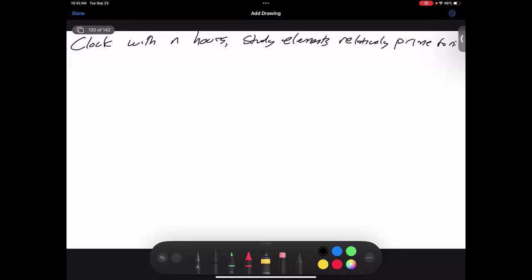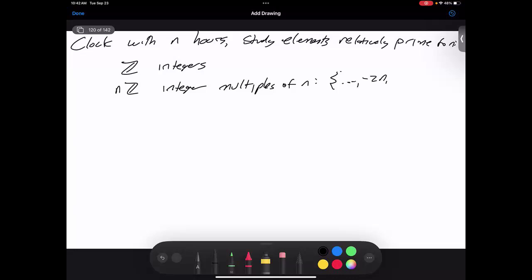And so I'm going to just use some notation. Does everybody know what Z like this stands for? What is this? The integers. What is nZ going to be? These are going to be the integer multiples of n. So it's actually dot, dot, dot, minus 2n, minus n, 0, n, 2n, dot, dot, dot.